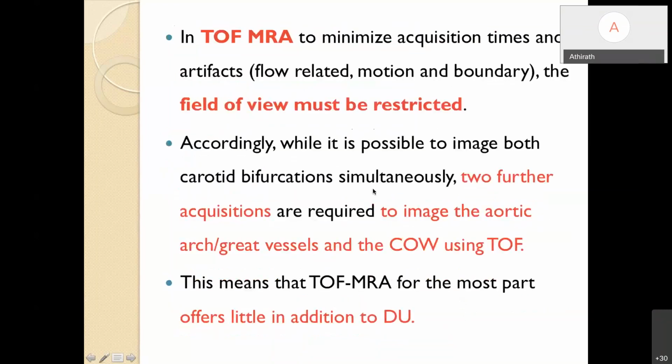The disadvantage of TOF MRI is that the field of view is restricted, and you can't get a single image covering right from the aortic arch to the circle of Willis. You need to get two further acquisitions to image the aortic arch great vessels and the circle of Willis.